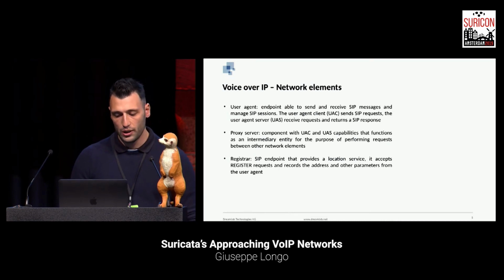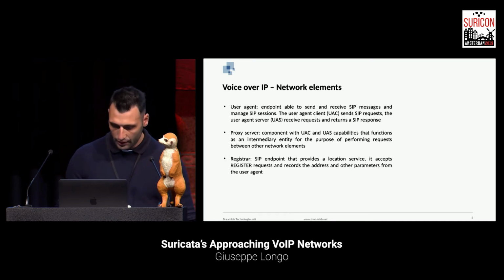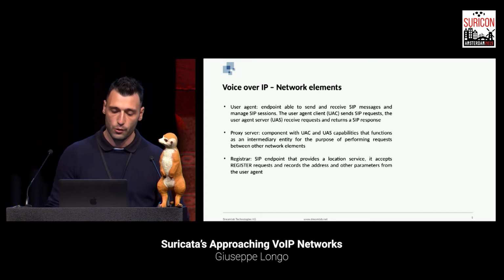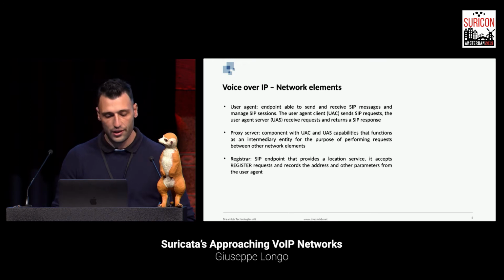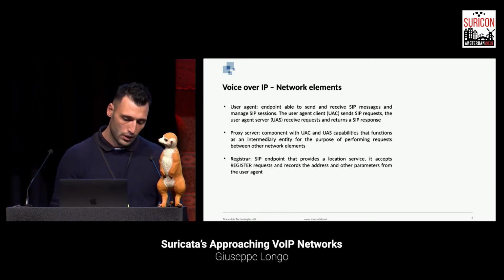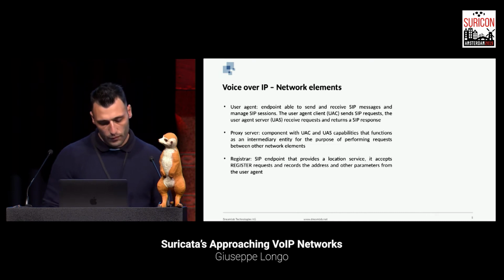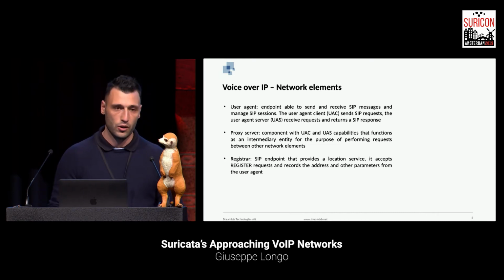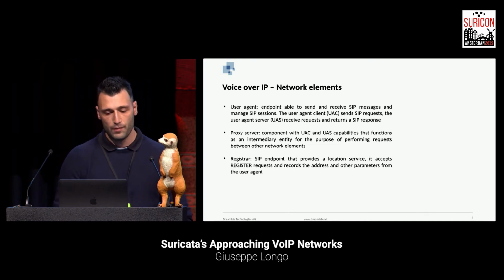A proxy server is a component with UAC and UAS capabilities that functions as an intermediary entity for the purpose of performing requests between other network elements. And a registrar is a SIP endpoint that provides a location service. It accepts the register request and records the address and other parameters from the user agent. This also acts as a server because in general, a server must get the request from the clients, do registration stuff, and so on.